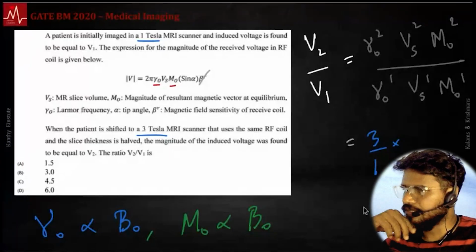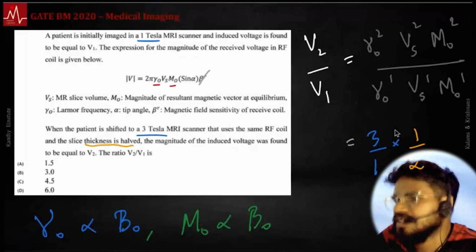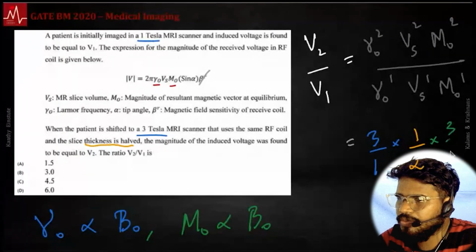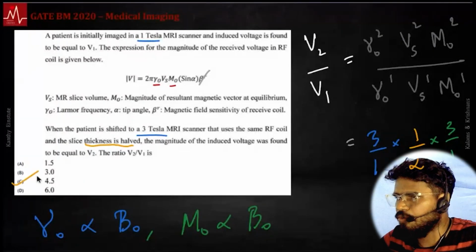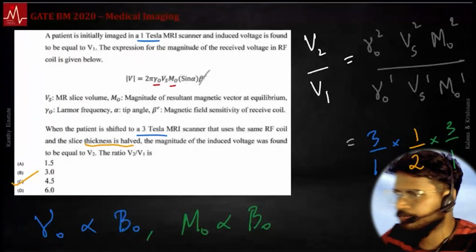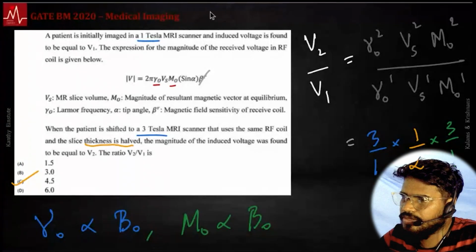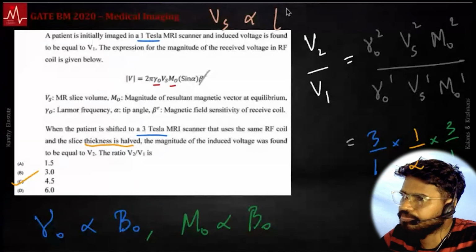What happens to the slice thickness? Slice thickness is halved. So the signal kind of reduces by half. That gives us 9 by 2, 4.5.